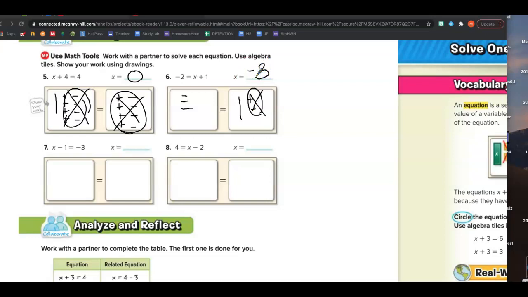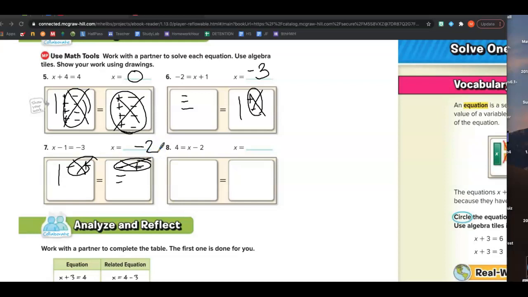Okay, number 7, we have x minus 1 equals -3. What's with x? -1, so what do I do to get rid of it? Add a positive. What you do to one side, you have to do to the other. Get rid of your 0 pairs. What am I left with? x equals -2.